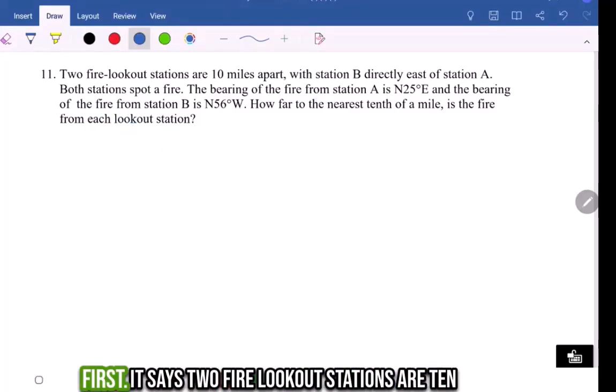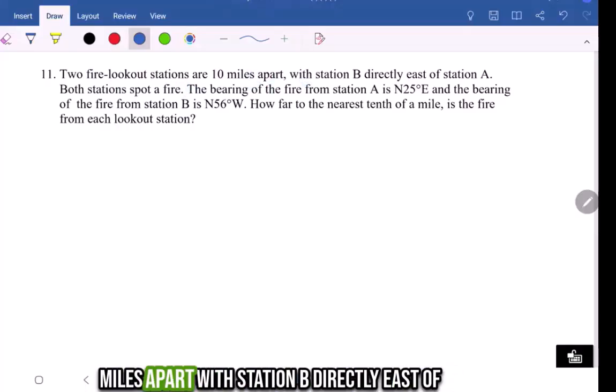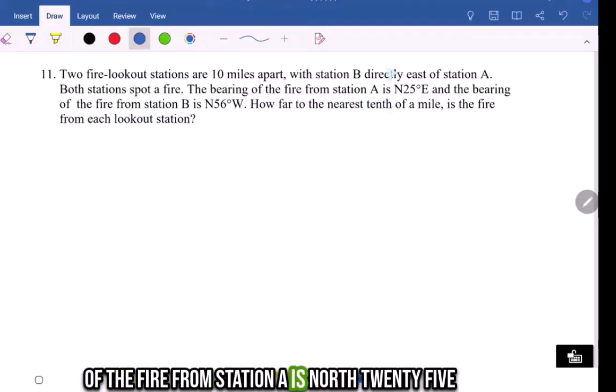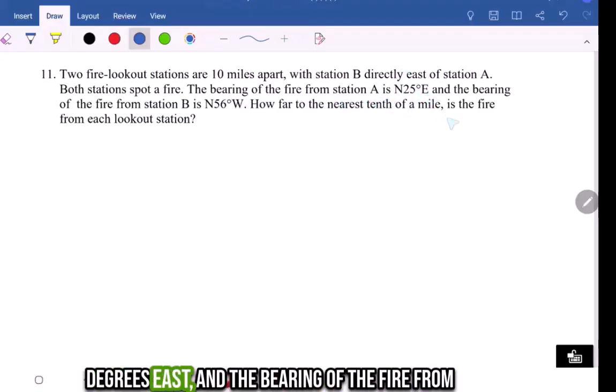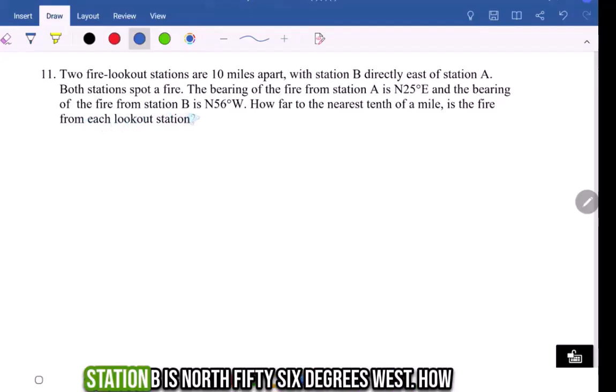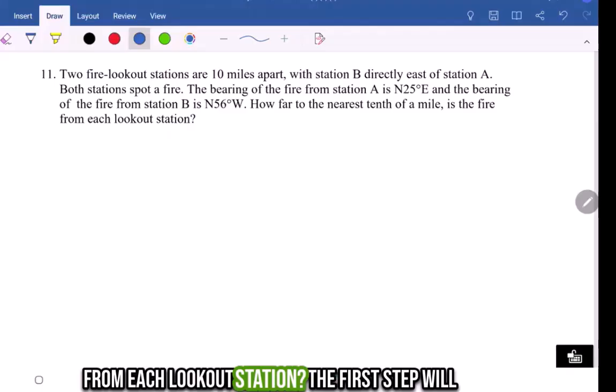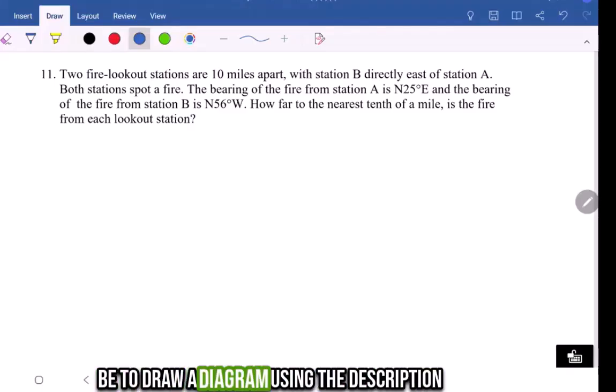Let's read through it first. It says 2 fire lookout stations are 10 miles apart with station B directly east of station A. Both stations spot a fire. The bearing of the fire from station A is north 25 degrees east, and the bearing of the fire from station B is north 56 degrees west. How far to the nearest tenth of a mile is the fire from each lookout station? The first step will be to draw a diagram using the description given here.